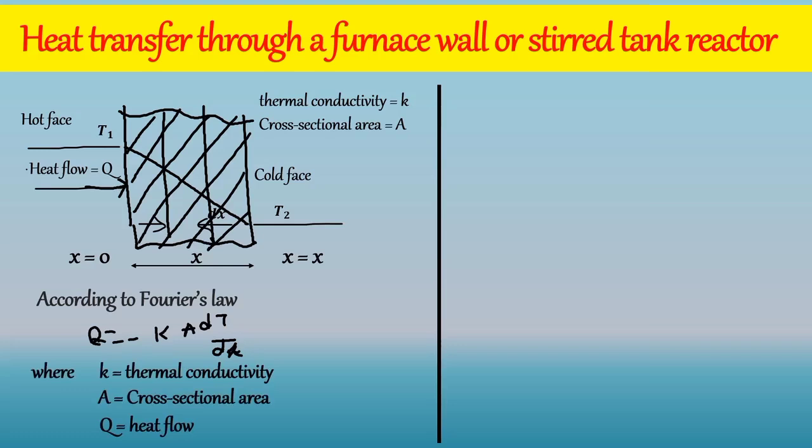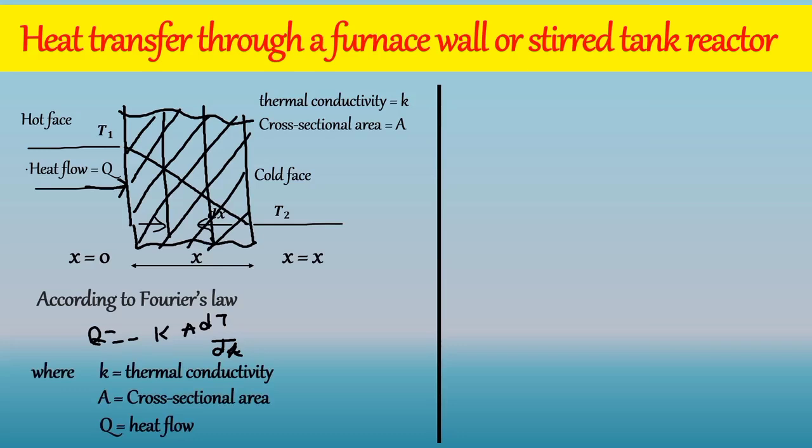Q is the rate of heat transfer in watts, T is the temperature in Kelvin, and X is the distance measured normal to the surface, or we can say that X is the length of the conduction path along the heat flow in meter. dT by dx is the rate of change of temperature with distance measured in the direction of heat flow, which is also called temperature gradient in Kelvin per meter.